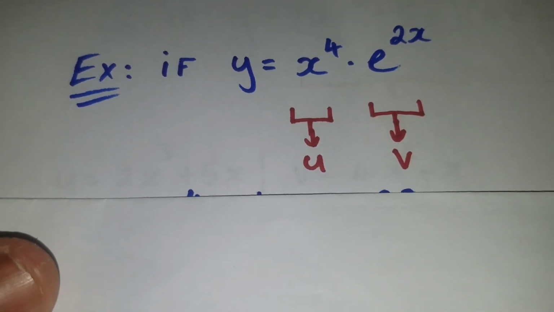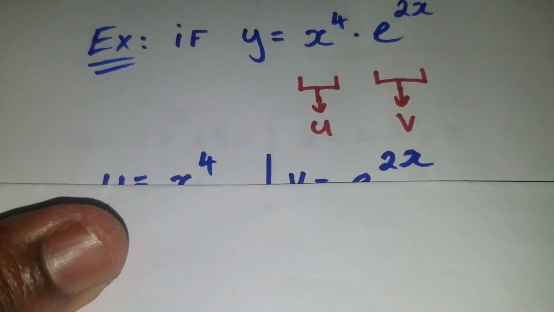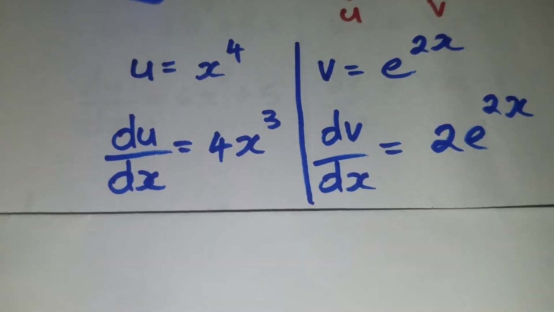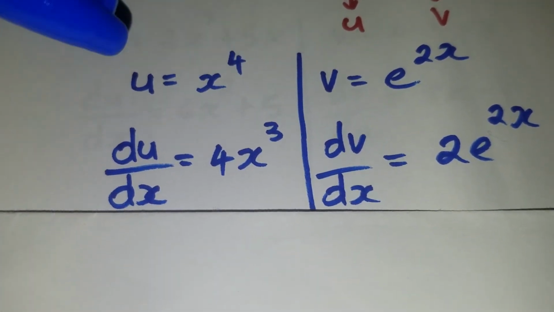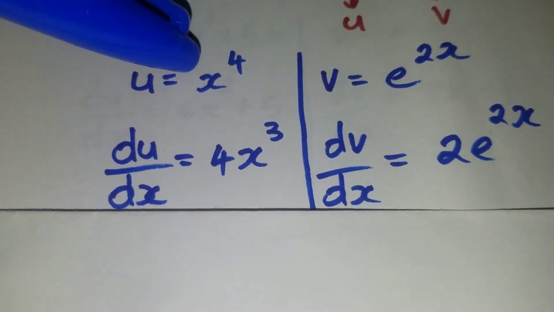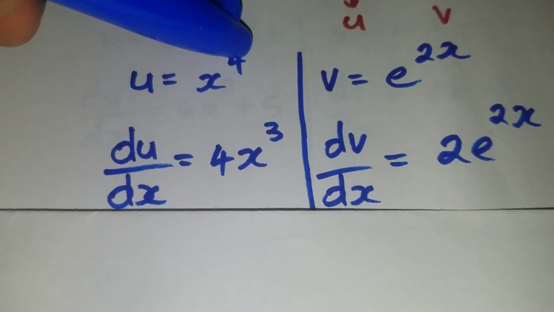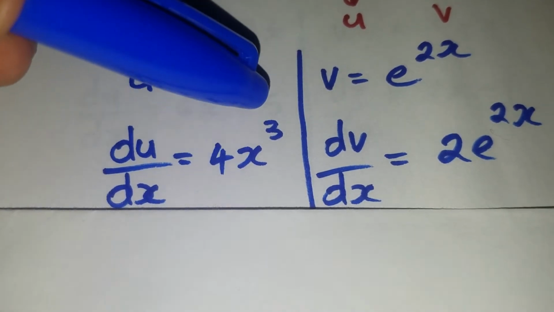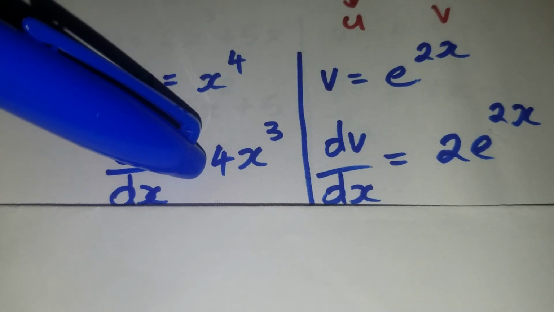So if u is x to the 4 and v is e to the 2x, we will have something looking like this. We first have to label u. u is x to the 4. We got that from the top before. So the differential of u will be 4 times x raised to 4 minus 1. So it will be 4x, raised to 4 minus 1. We use the power rule to differentiate this.